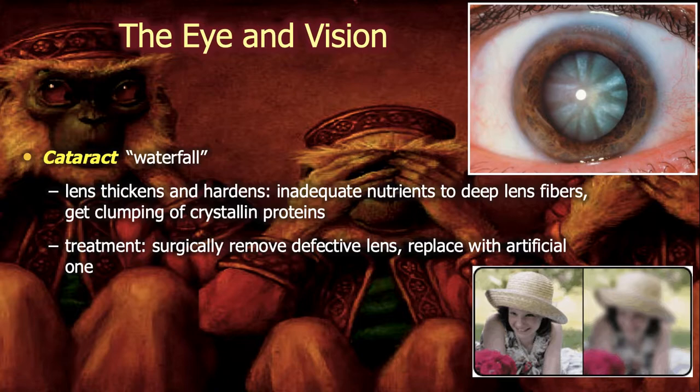The lens thickens and hardens because of inadequate nutrients to the deep lens fibers. So you get clumping of the proteins and cloudiness of the lens. This is a problem, especially for diabetics who have circulation issues. You're not getting those nutrients into the lens that you need. So treatment for cataracts. This one's really cool. What they can do is take a laser and shoot it at your lens and break it up into little pieces, and then take a little suction and suck out the lens, and then replace it with an artificial lens.